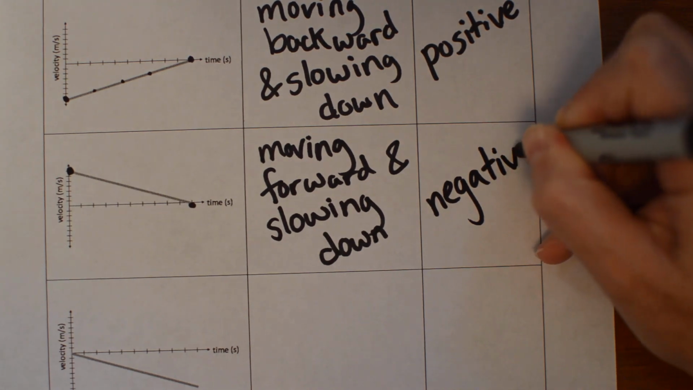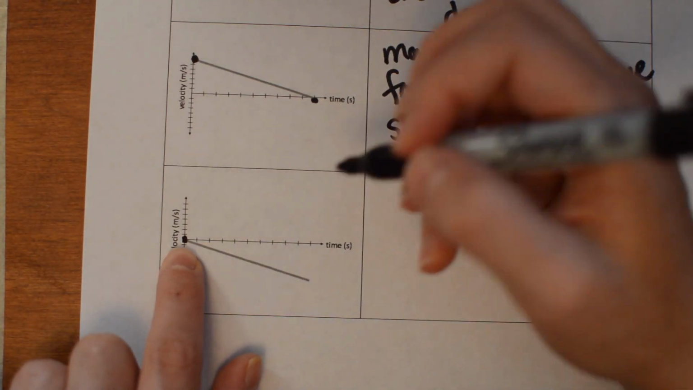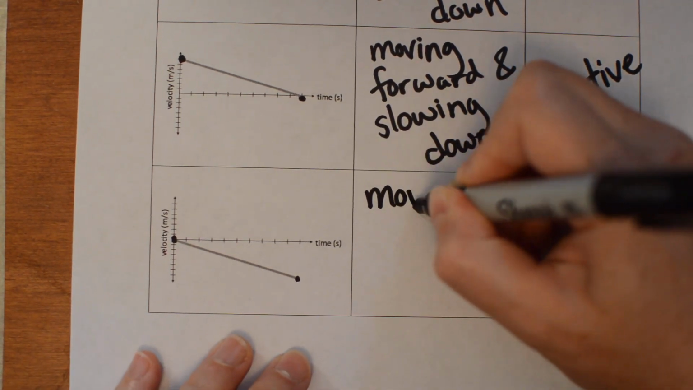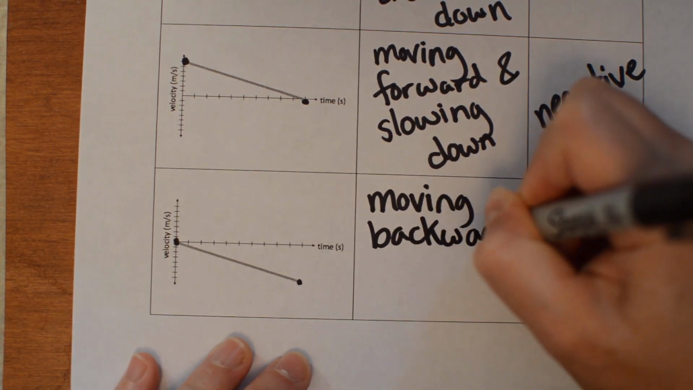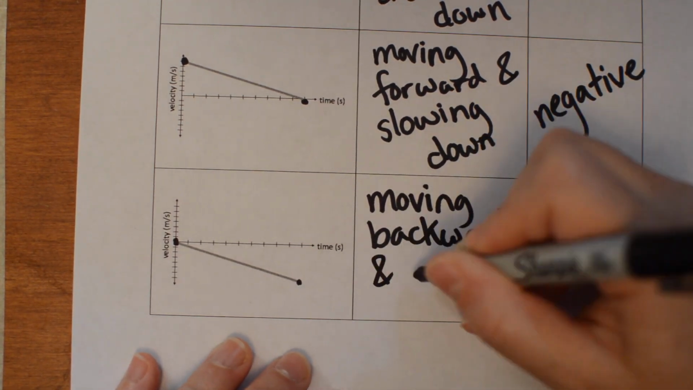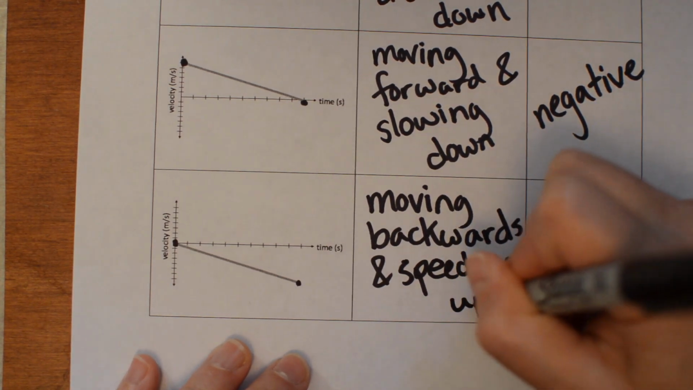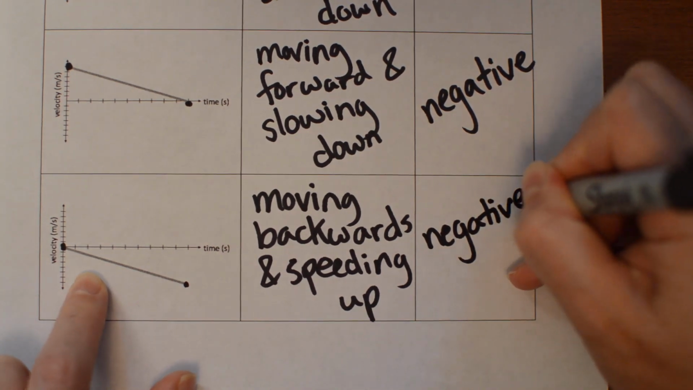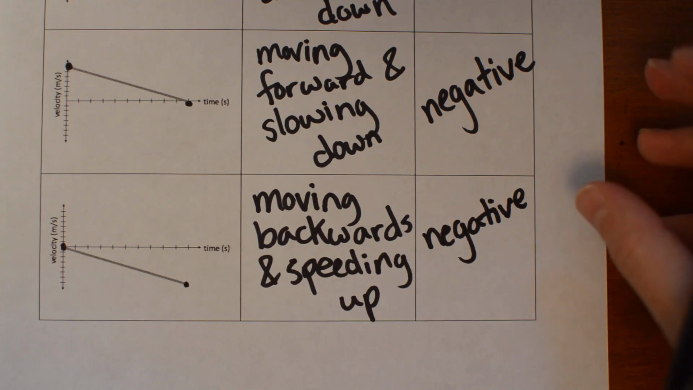So negative acceleration. Here, you start out stopped, but then you get faster and faster in the backwards direction. So this is moving backward and speeding up. Speeding up backwards. The acceleration here is negative. You can see that has a negative slope, and speeding up in the backwards direction is a negative acceleration.